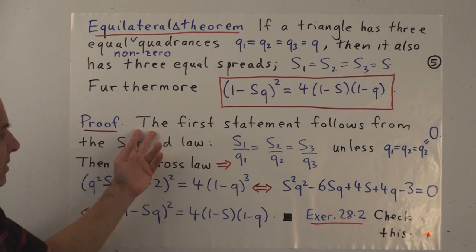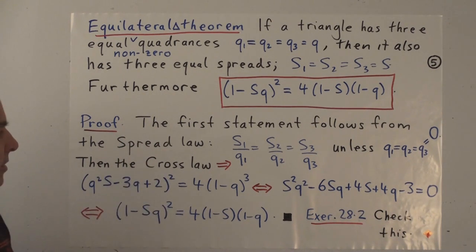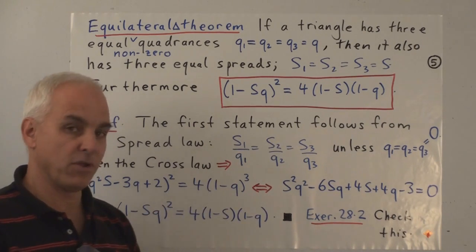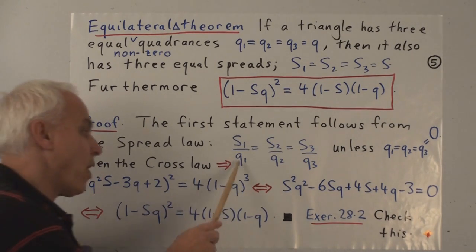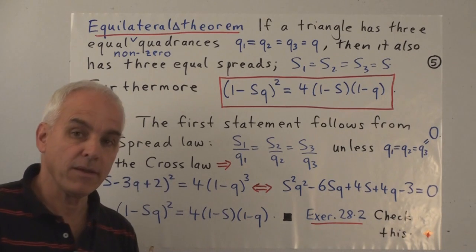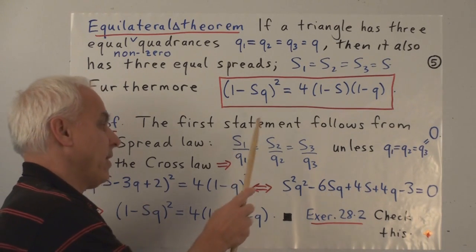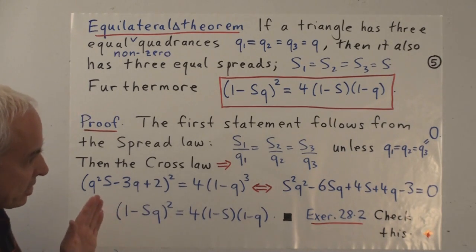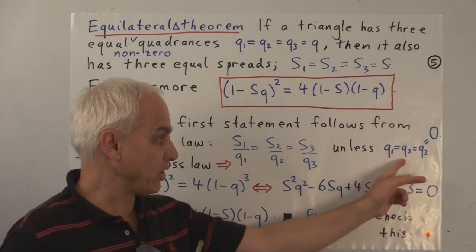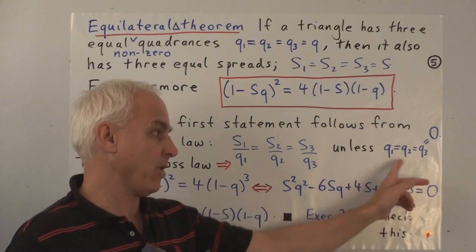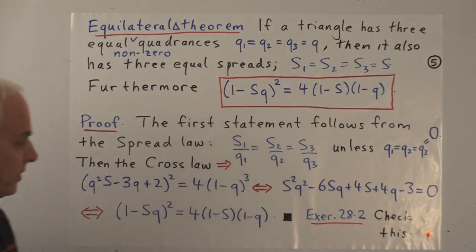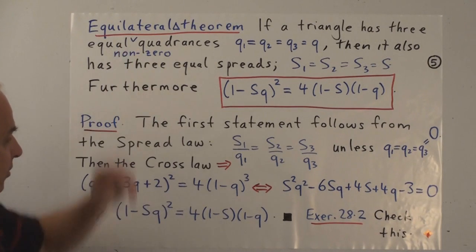So the first statement follows from the spread law. S1 over Q1 equals S2 over Q2 equals S3 over Q3. So if Q1 equals Q2 equals Q3, then S1 has to equal S2, has to equal S3. The exception being if Q1 and Q2 and Q3 are equal to 0. In that case, this wouldn't be telling us anything. So we exclude that possibility with our assumption.